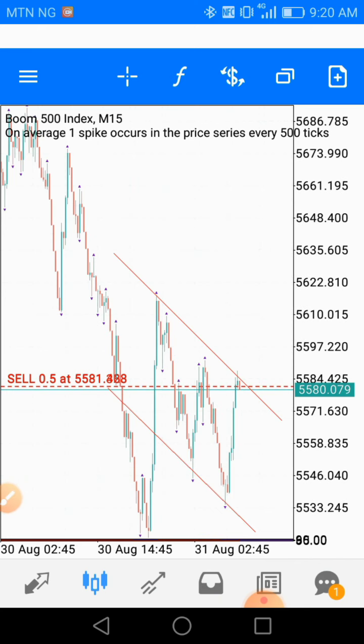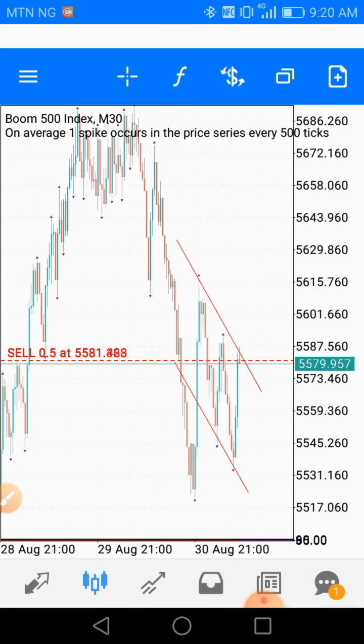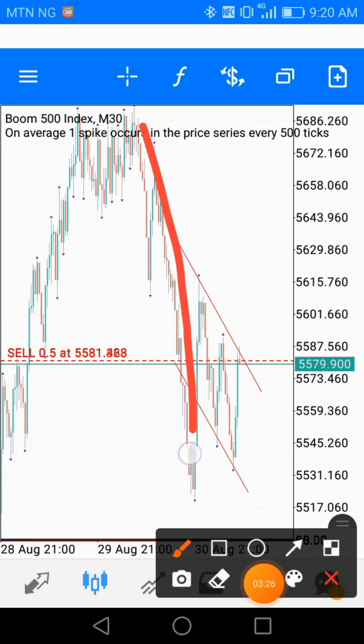Now let me get back to our 15 minutes time frame. I just drew the trend line on our 15 minutes time frame, but I'm having confirmations from 30 minutes time frame as well. Now if you look very well, you discover that this market has been on a bearish move from here. Now this is just a kind of correction.